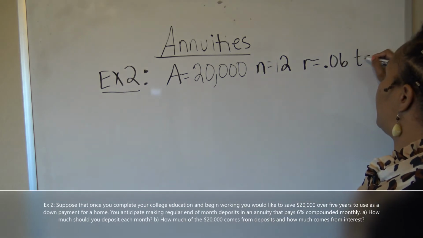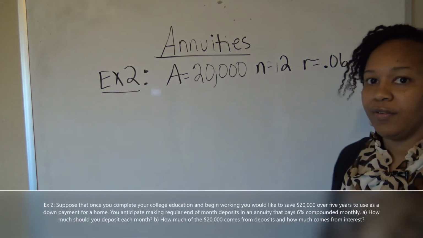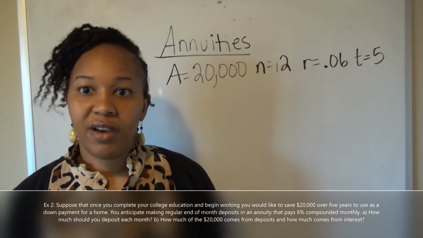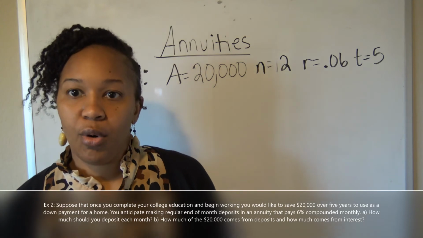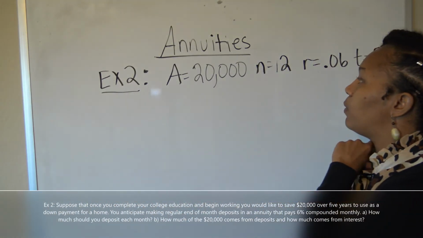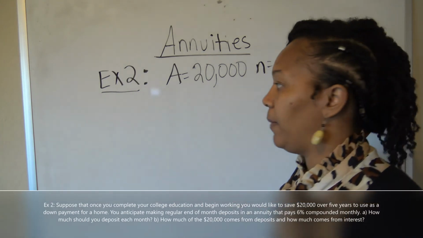And we're going to do this for 5 years. So after we graduate from college and we start working, we're going to want to save for 5. We're going to give ourselves 5 years to have a down payment for a new home. Okay, so these are the variables. And now we want to just plug them into the formula to figure out what the payment is.